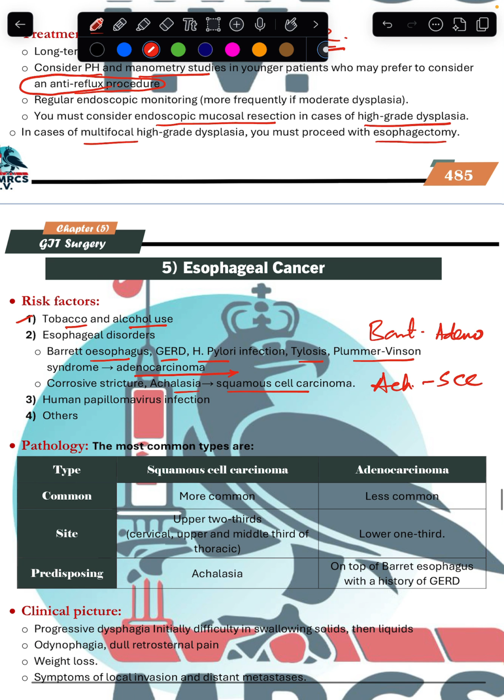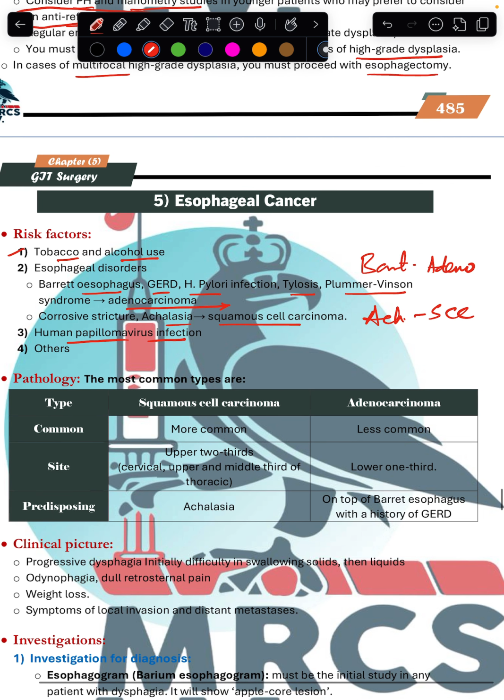Human papilloma virus infection may cause esophageal cancer. Pathology: the most common type is squamous cell carcinoma, as you have seen. Adenocarcinoma, seen in Barrett's esophagus, is less common. Squamous cell carcinoma involves the upper two thirds: cervical, and the upper and middle third of the thoracic esophagus. So these are the different sites.